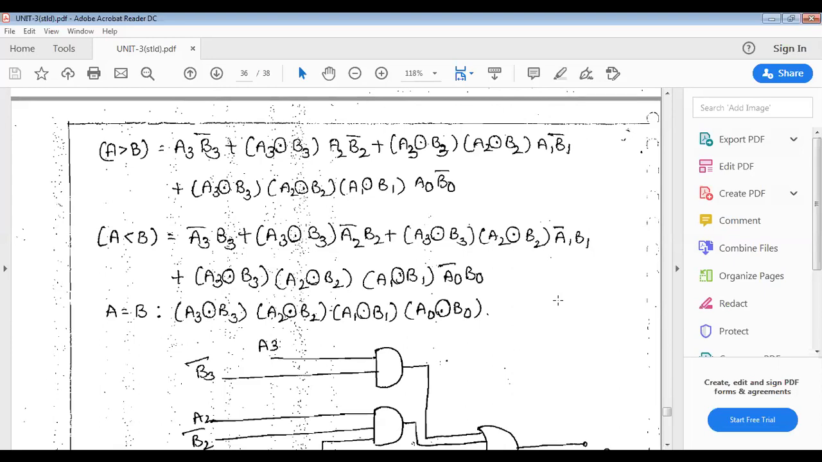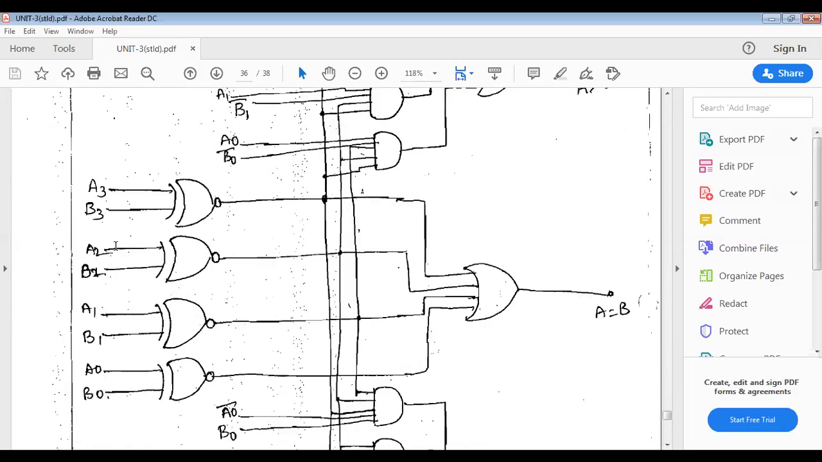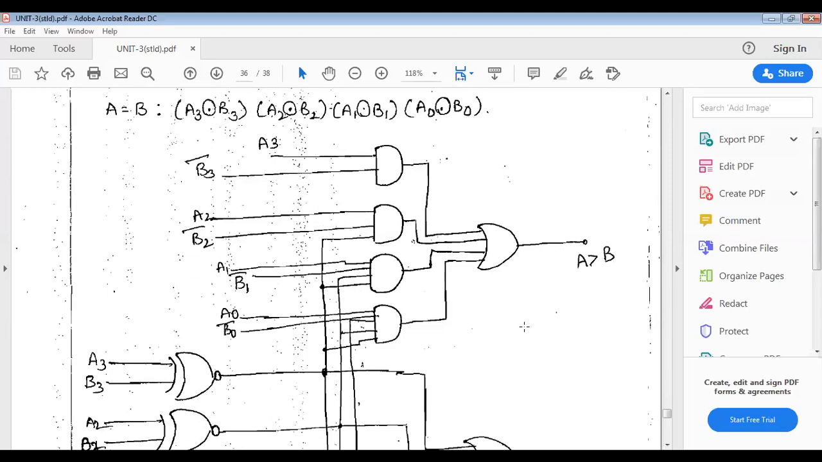you can draw the logic diagram. You see here, I'm using one exclusive OR gate for A3 B3, one for A2 B2, one for A1 B1, and one for A0 B0. This is the equal condition. All these outputs are connected as inputs of a NOR gate, and we get A equal to B. Otherwise, A greater than B. You can see the first AND gate takes A3 B3 bar. At this stage, if A3 is greater and not equal, it directly shows A greater than B.